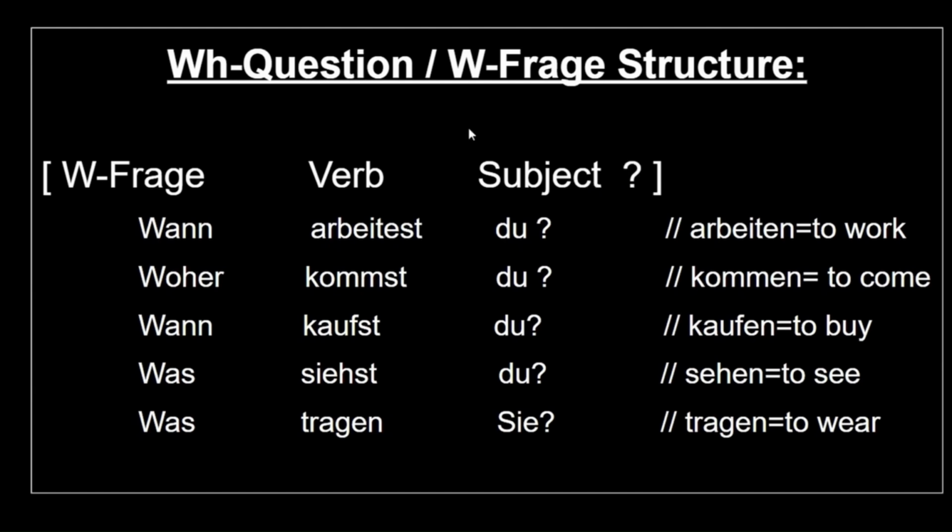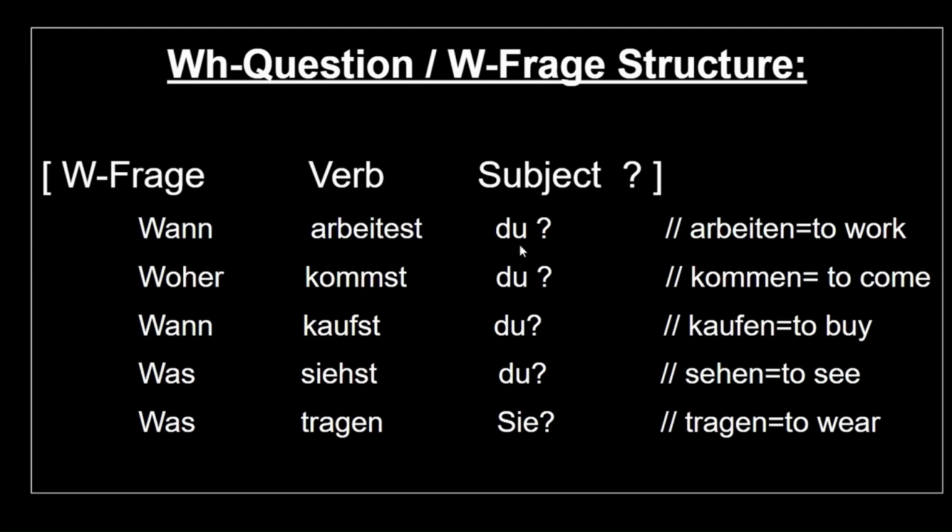Let us try to build a few WH questions. So in the first position, I write Wann, and in the second position, I write arbeitest, and then I write du, which is the subject. Arbeitest, I write why? Because I have conjugated this verb according to the subject. So remember guys, whether it is a question or a statement, the verb has to be conjugated according to the subject. Suppose I have ich as the subject here, then you need to write arbeite. Suppose I have er as the subject, we need to write arbeitet. We just need to follow the conjugation rules.